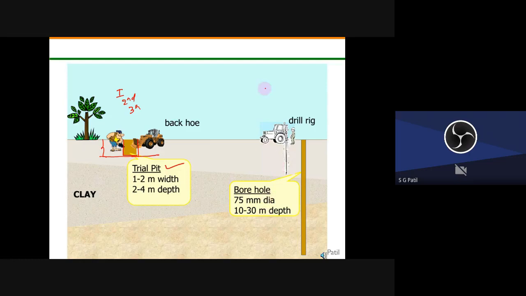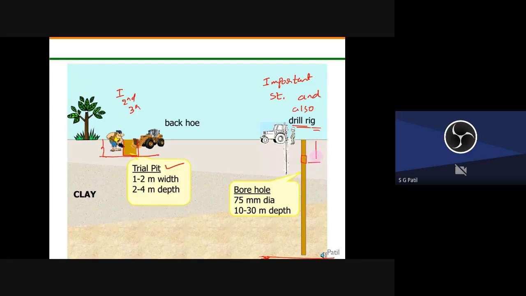Suppose you are building a very important structure, and your bedrock is not at a shallow depth. Your bedrock is at a very deep level. Then what should you do? You have to drill a borehole, and then collect the soil sample at different depths.